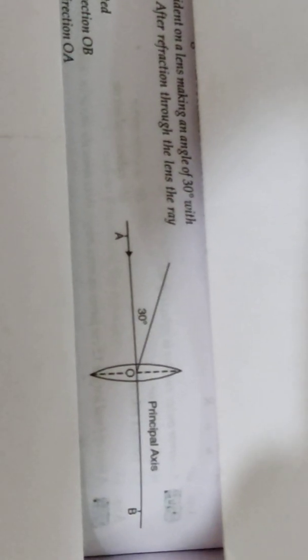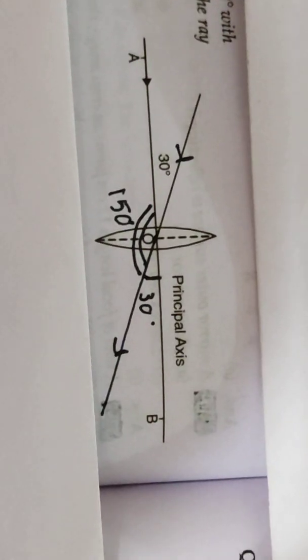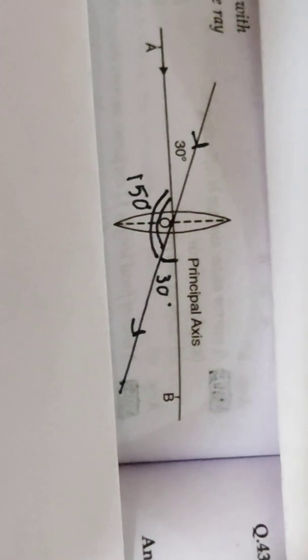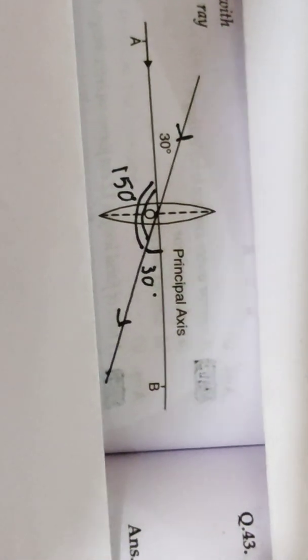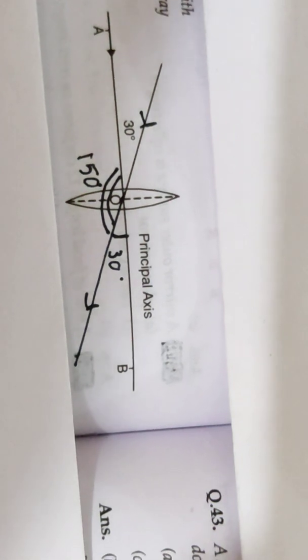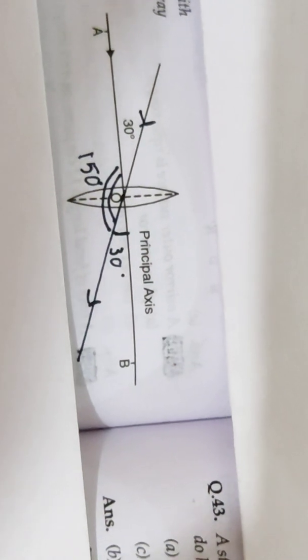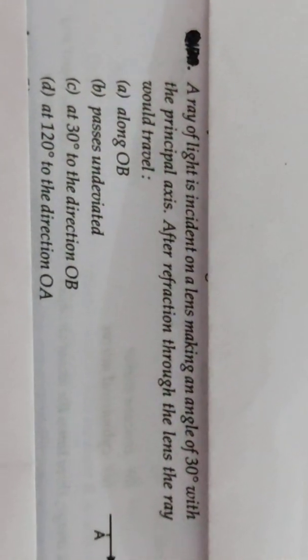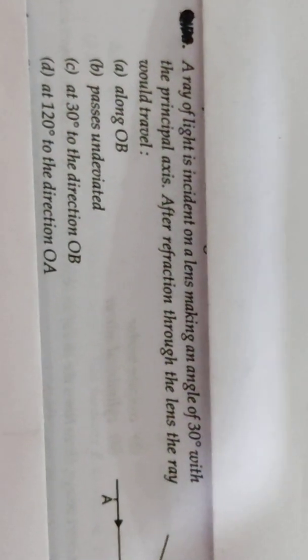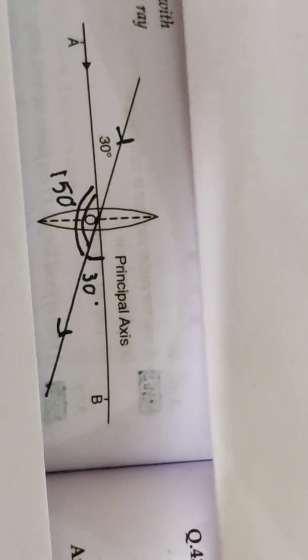Now, let me draw the refracted ray first. So see students, I have drawn the refracted ray. So it makes 30 degree angle with OB. And it makes 150 degree angle with OA, because the sum of the two linear angles is 180 degree. So out of the four options, B and C both are correct because it passes undeviated, true, and the second option, it is at 30 degree to the direction OB. Yes, that is also true because vertically opposite angles are equal.